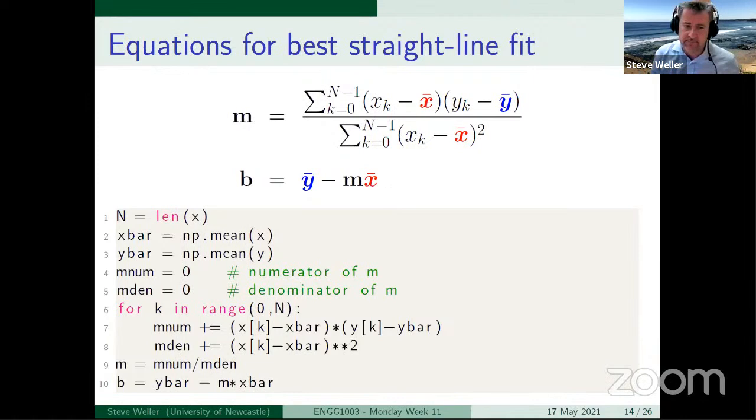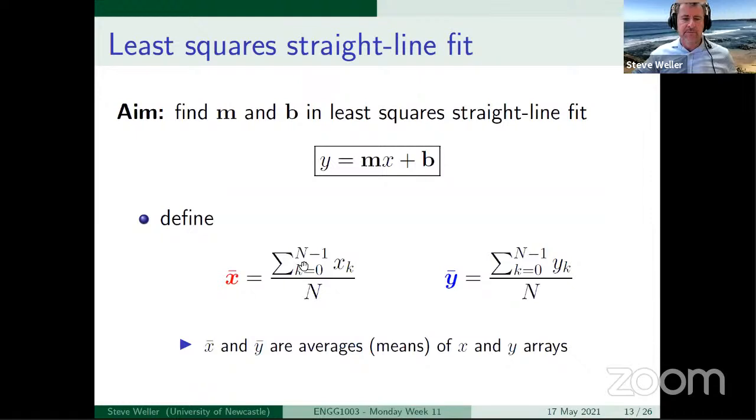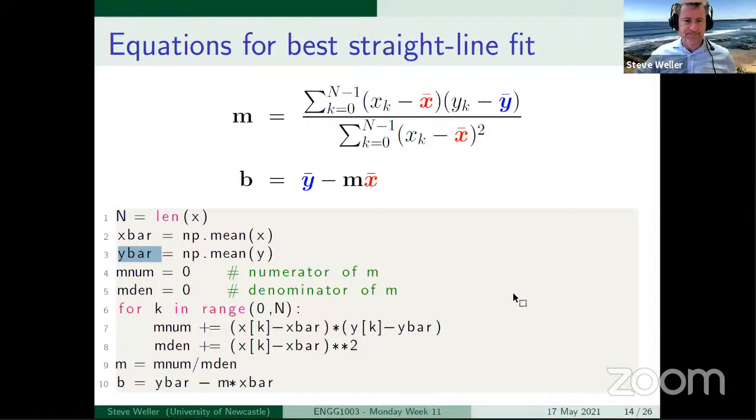In the first line of code, we compute the length of the arrays. We're going to need that length later, in fact in line 6. In lines 2 and 3, we use the NumPy mean function to compute the average value of the X and Y arrays directly. So X bar is NumPy mean X. That's the implementation of the equation with the red X on page 13. Similarly, Y bar is the blue Y bar equation that you see on page 13. So that was our preliminary step.